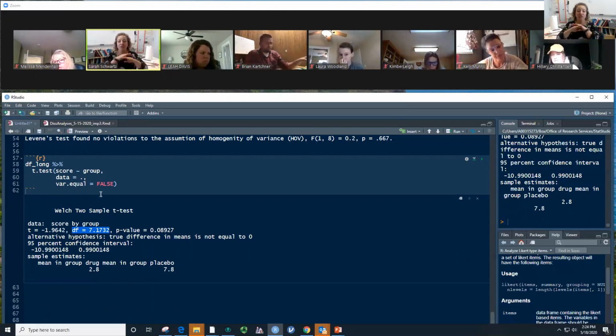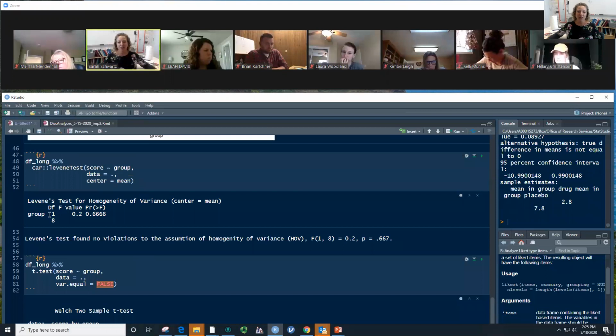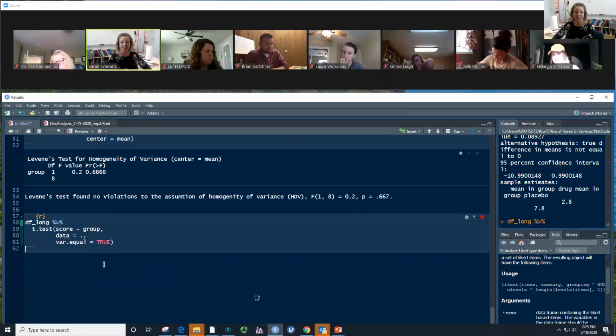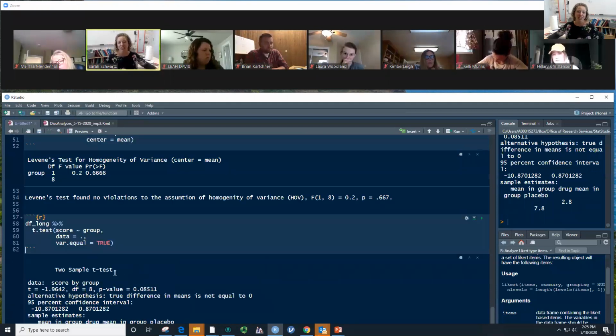So if you violate homogeneity of variance, you put FALSE here. Don't treat the variances as if they're equal. And it does a Welch's test that gives decimal degrees of freedom. But if you do Levene's test and you find no violations of homogeneity of variance, then you can treat the variances as if they're the same or same-ish, and then you will get combined sample size minus 2 as your degrees of freedom.